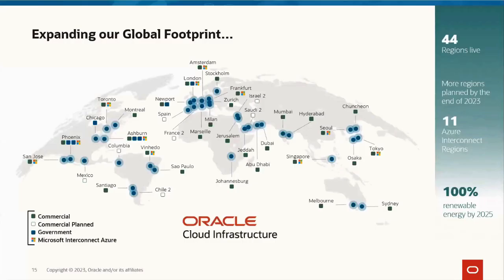In terms of the further differentiation here, Oracle Cloud is global. There are 44 regions around the world, and we're counting. It's a multi-cloud strategy in the sense that we also have 11 Azure interconnect regions, for example.